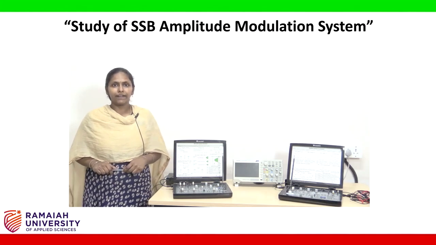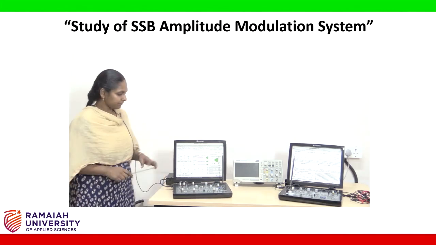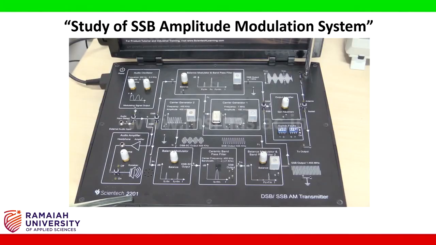The apparatus required for this experiment are: this is Syntec 2201 AM transmitter board. It supports double sideband and single sideband modulations, amplitude modulations. In this experiment, we will use this kit for single sideband, that is SSB modulation, and also for DSB-SC modulation, double sideband suppressed carrier modulation.